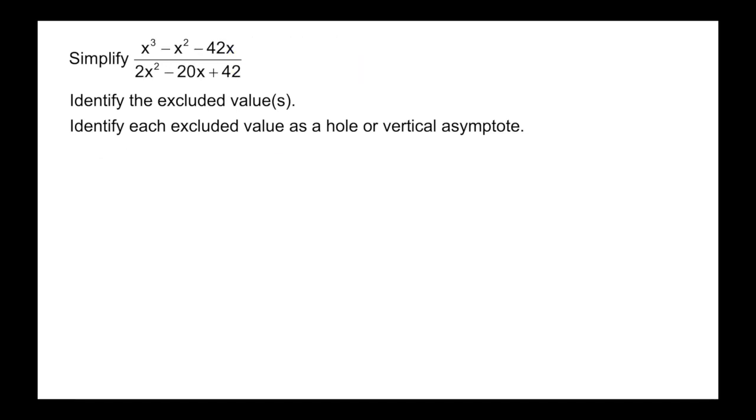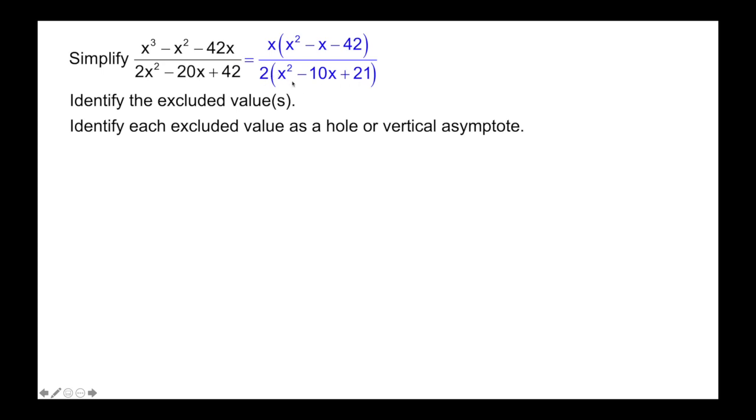Now there's a couple of steps here. First of all, in the numerator, I can GCF an x. Once I GCF that x out, I'm left with x squared minus x minus 42. Same thing in the bottom. This one I can GCF a 2. Once I take out 2, I'm left with this.